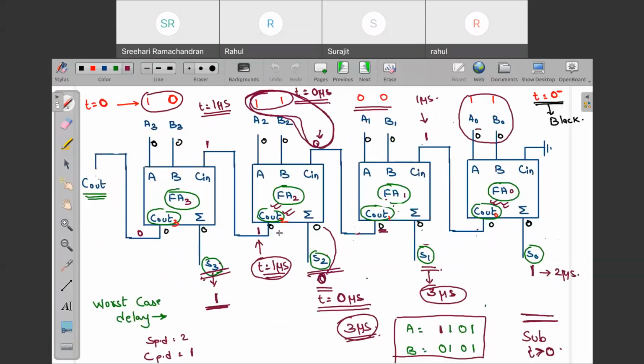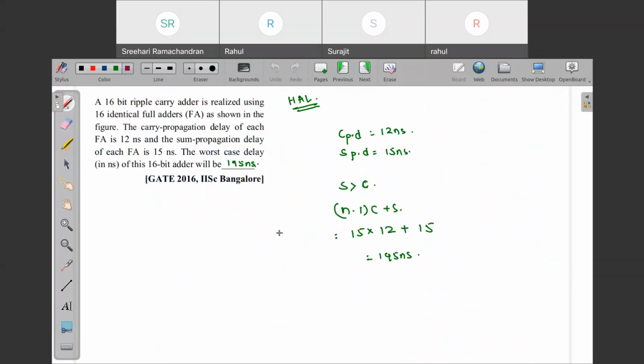Sir, if they ask worst case delay, we don't look any deeper, we just use the formula? No, you don't need to check. Whenever they haven't specified any input, like A equal to 1101, B equal to 0101, you don't need to check. You will always assume that worst case delay is happening.